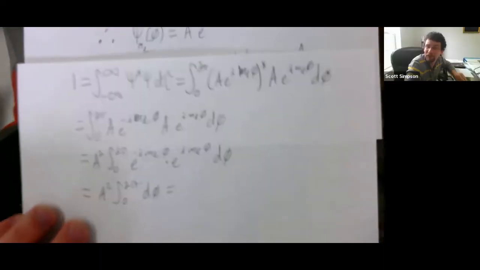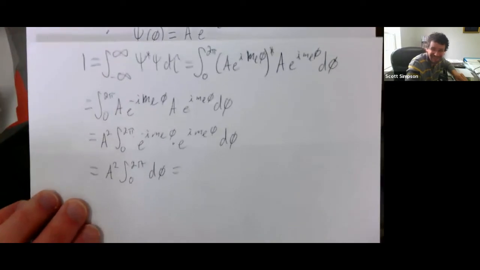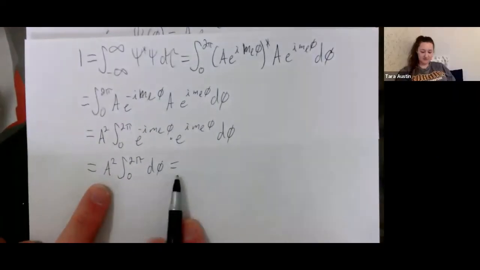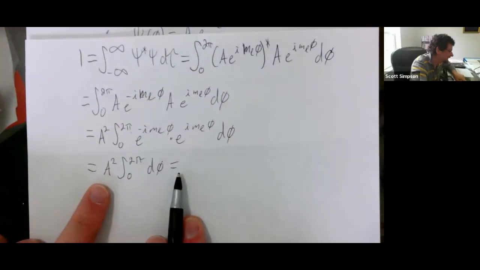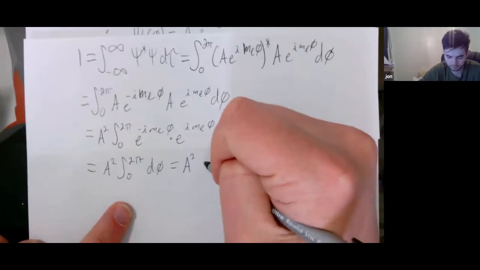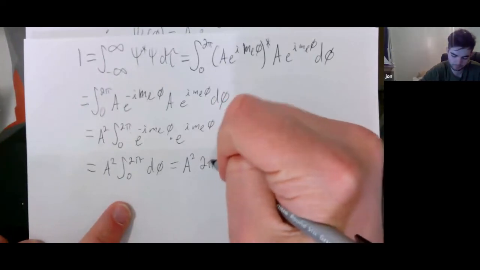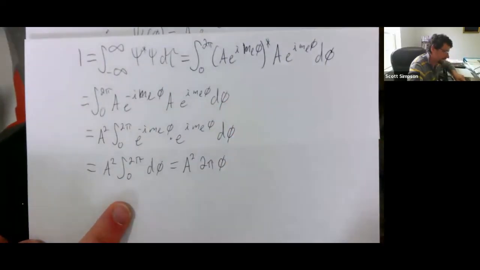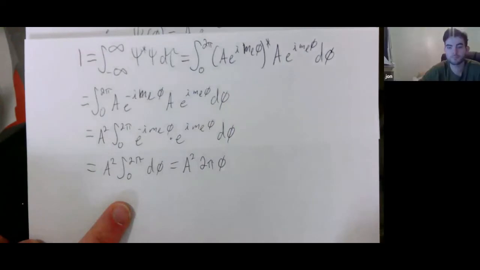Welcome to the easiest integral we're going to do in this class. Heard that before. What's this going to be then? True, true. It's just 2 pi times A squared. Yep. 2 pi.